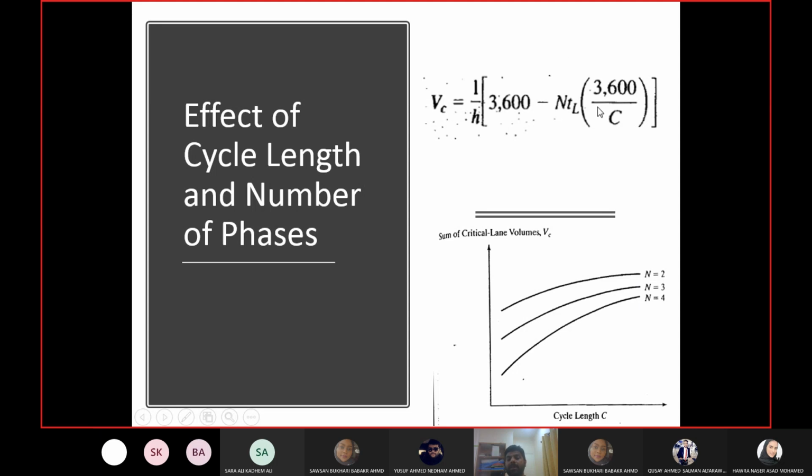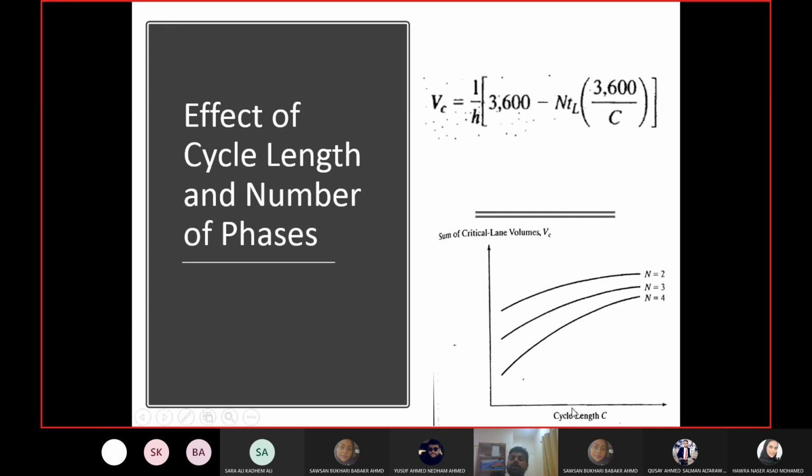Why? You can see in the equation here, because N is a negative term, right? So when you decrease the negative term, the answer will be higher. And what is the logic behind it? The logic is that when you have less number of phases, lost time is decreasing also, because with each phase, you are increasing the lost time. Whenever a new phase starts and ends, we have a lost time. So with less phases, we have less lost time. That means more capacity.